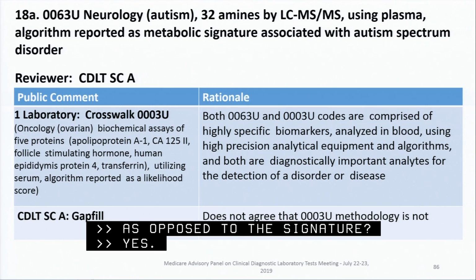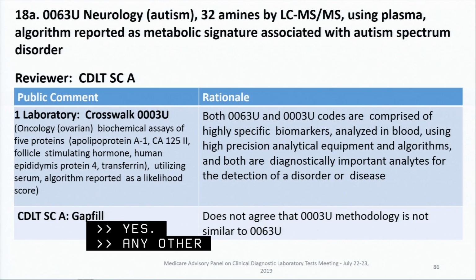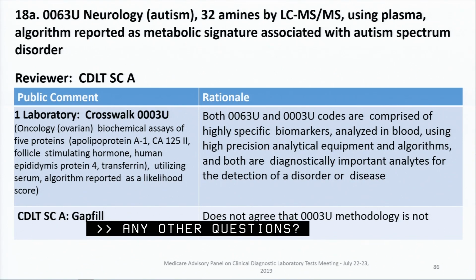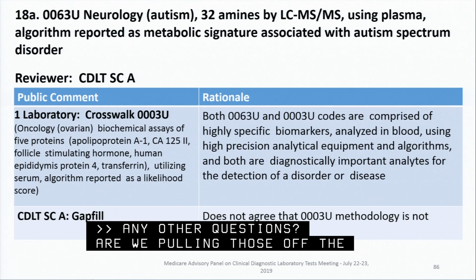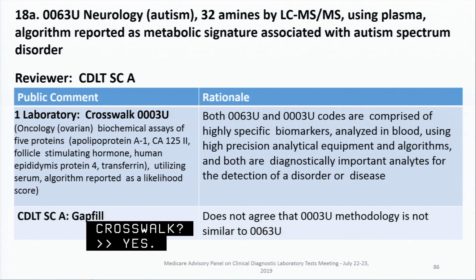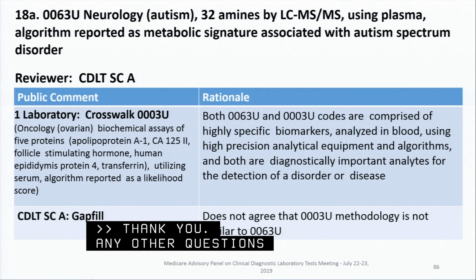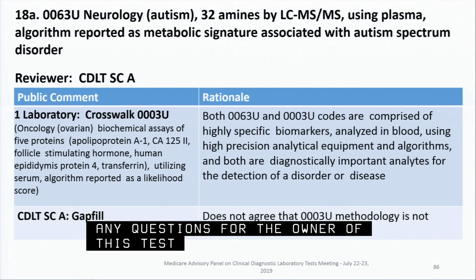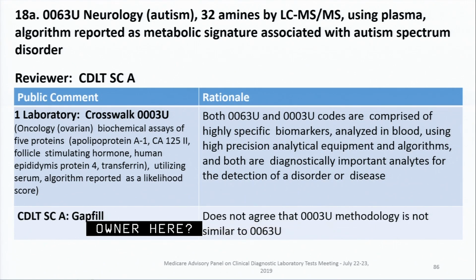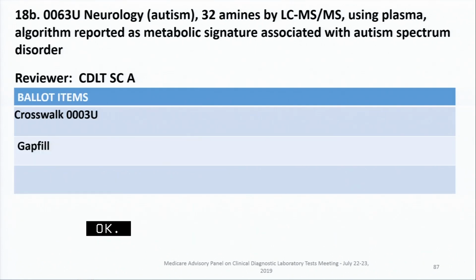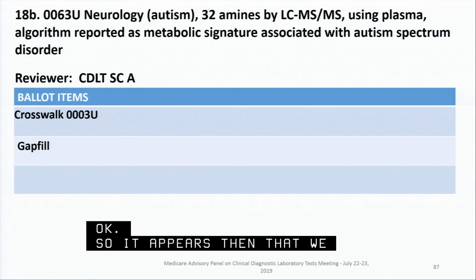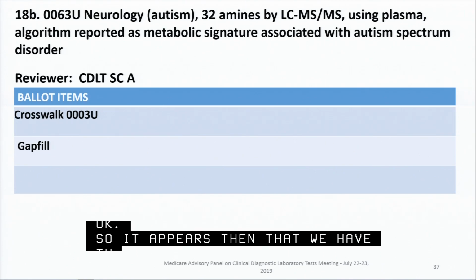Any other questions? So are we, Dr. Schoonmaker, pulling those off the table for consideration for crosswalk, the two that you just mentioned? Yes, thank you. Any other questions or discussion? Any questions for the owner of this test? And do we have the owner here? I believe it's Stamina Biomarker Discovery. Okay, so they are not here. Any discussion? So it appears then that we have the options for 0063U: crosswalk to 0003U, and gap fill.